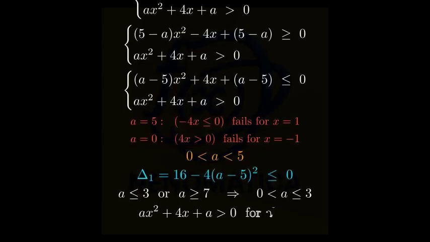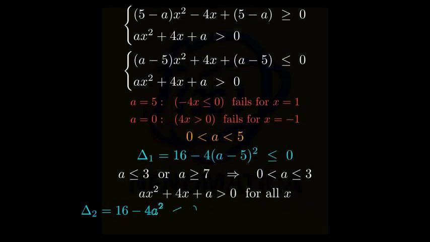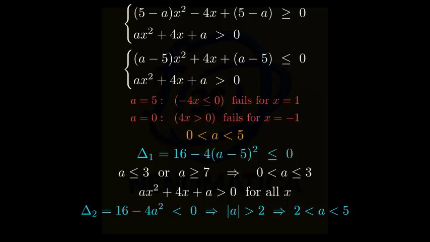Next, we require the second quadratic to be strictly positive for every x. That happens when it is positive and its discriminant is negative. Its discriminant is 16 minus 4a squared, less than 0, which yields absolute value of a greater than 2. Because we already restrict to positive a, we get 2 less than a less than 5.